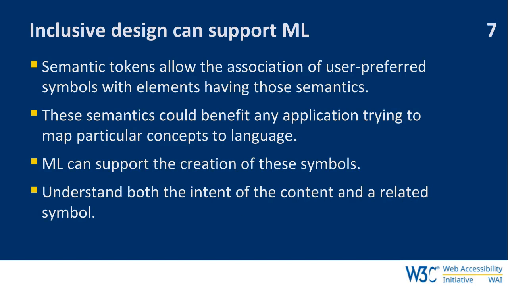Great, that sounds great. So we're talking about, on slide 7, semantic tokens, allowing the association of these various different preferred symbols with current elements. How do you see machine learning even supporting the creation of these symbols? Do you think it's because if you have things described in a way that's semantically accurate, that allows levels of abstraction that machine learning could support in a large aggregated manner? Is that something that you think?